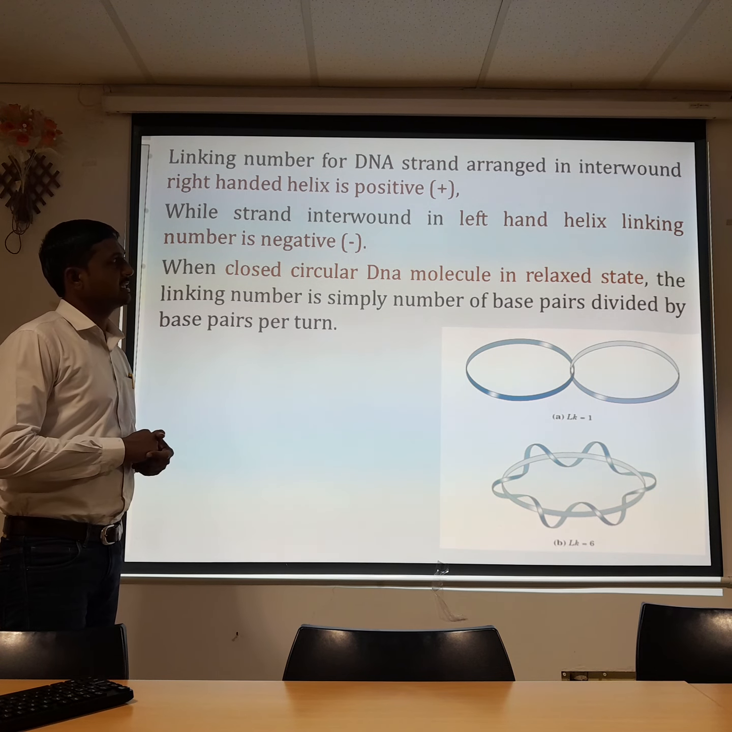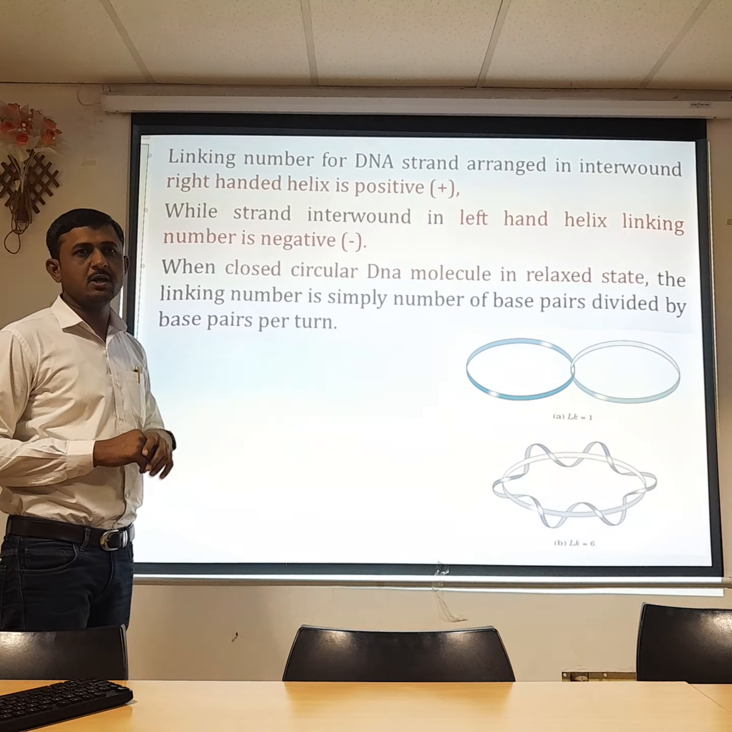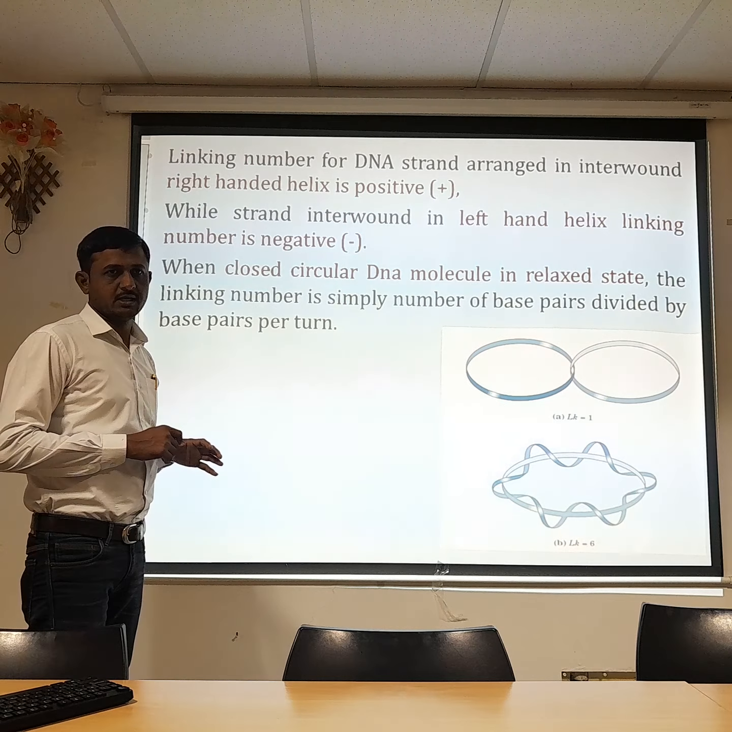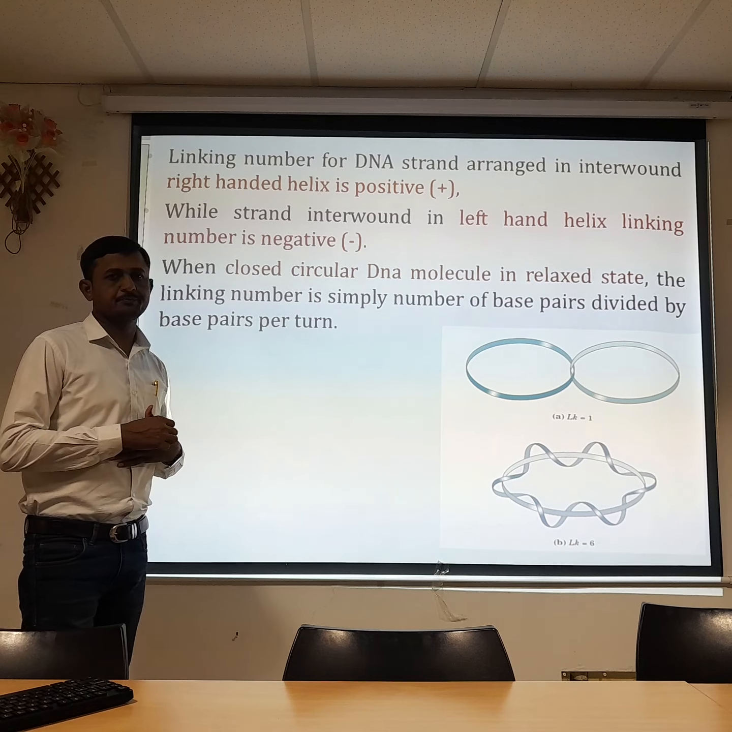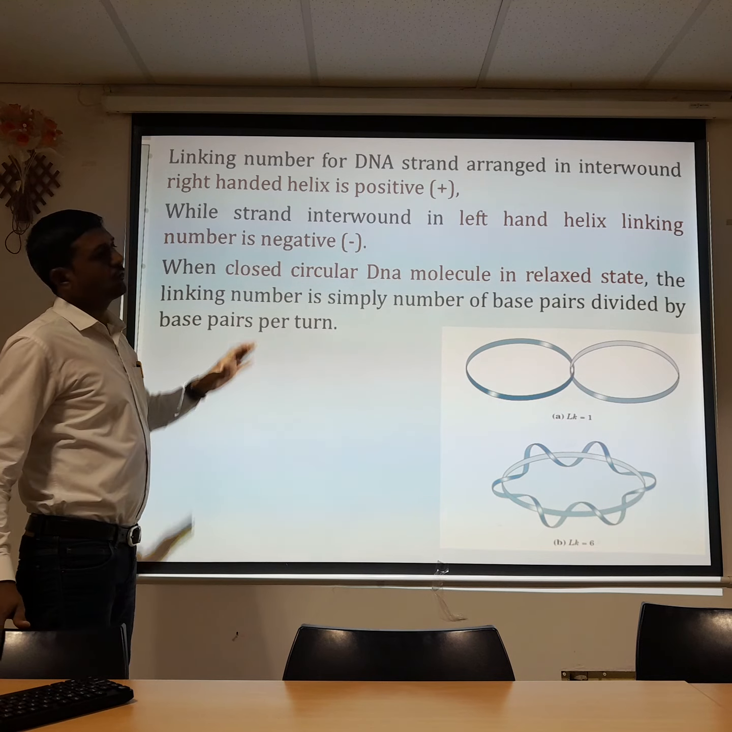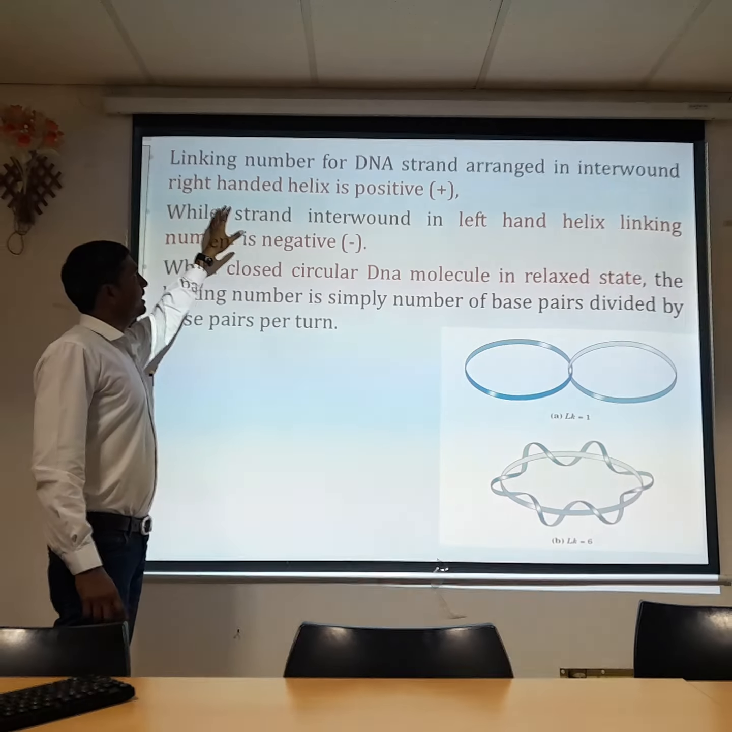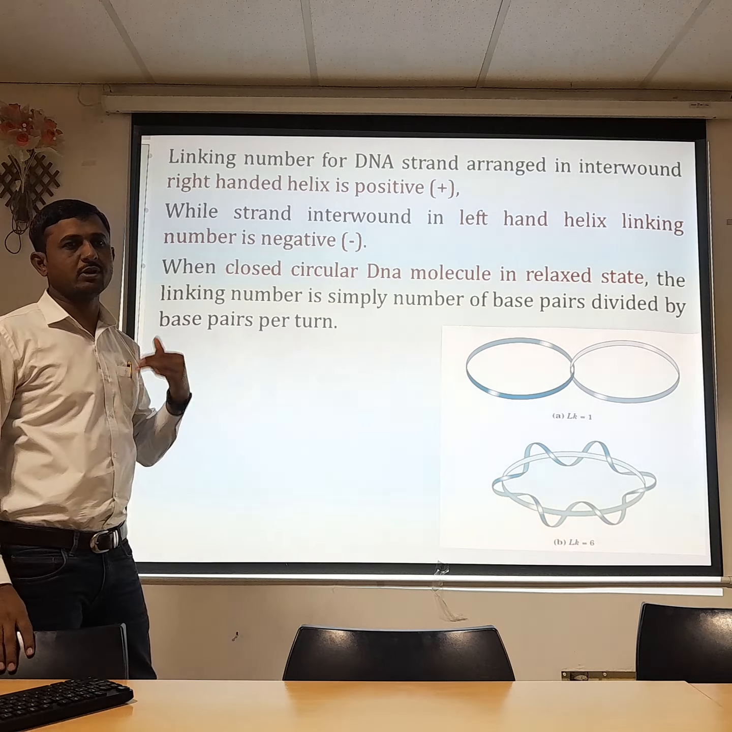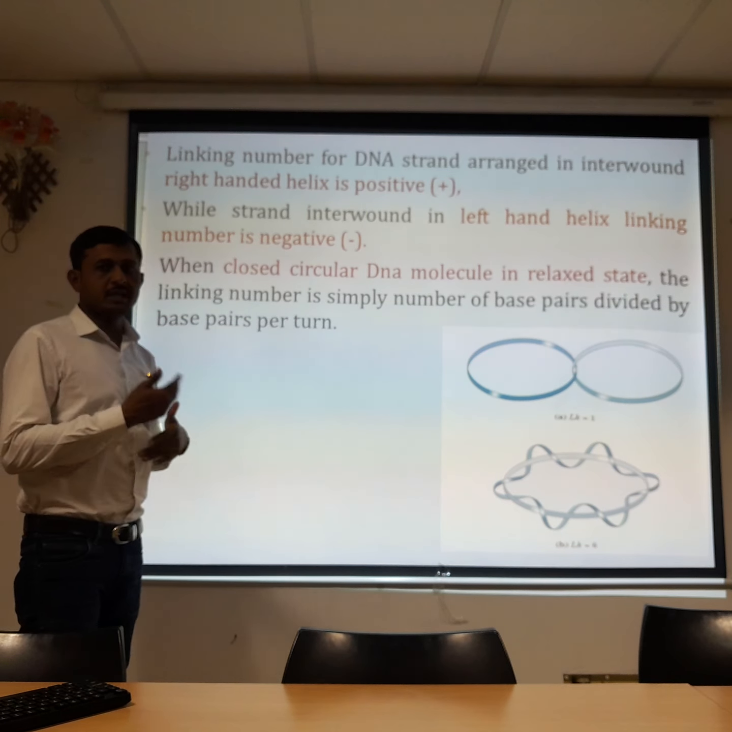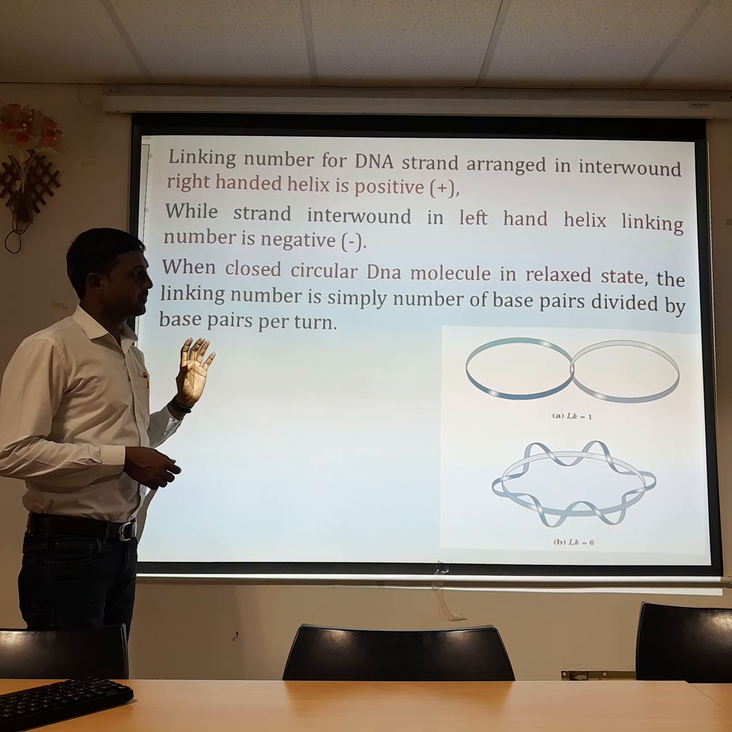Linking number for a DNA strand arranged in an interwound right-handed helix is always considered to be positive. It is a structural conformation of that particular DNA strand, where the linking number for a strand arranged in an interwound right-handed helix is always positive, while for a strand interwound in a left-handed helix, the linking number is negative.